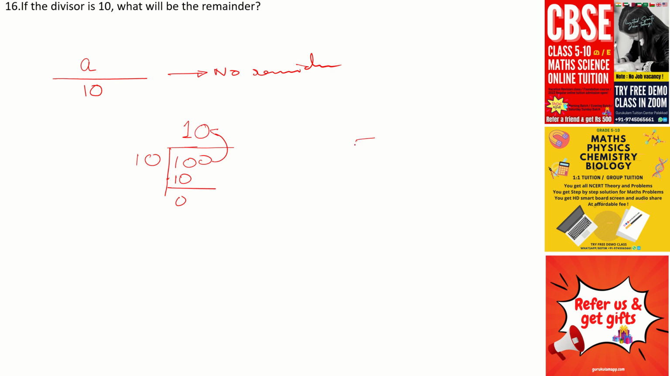Maybe 5 divided by 10. Okay, so the dividend is smaller than divisor. So there is a special rule for that. You write a decimal point here, put a 0 here, and 10 into 5, it is going to be 50 here. 50 minus 50, 0. Okay, so we can say what? If the divisor is 10, the remainder will be always 0. No remainder means, what I meant is it is 0. Okay, remainder is always what?